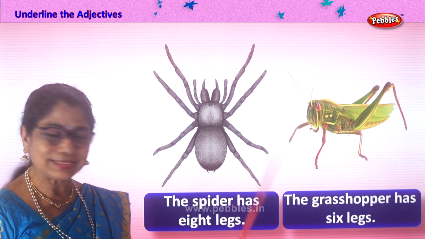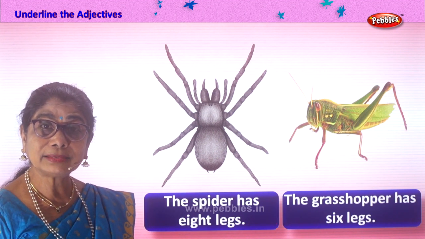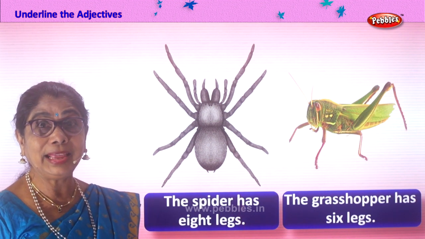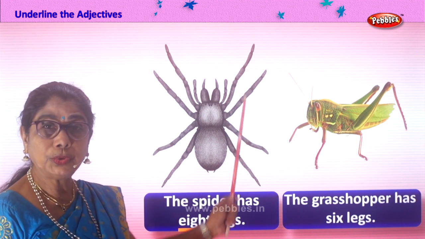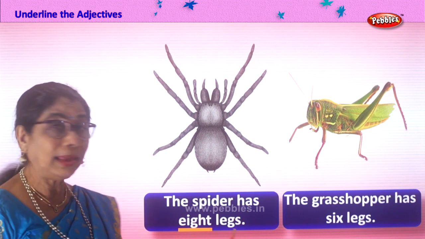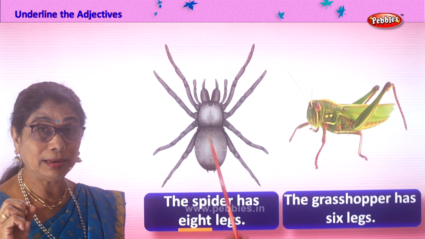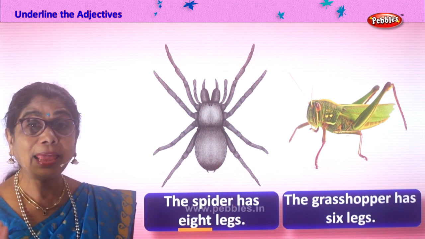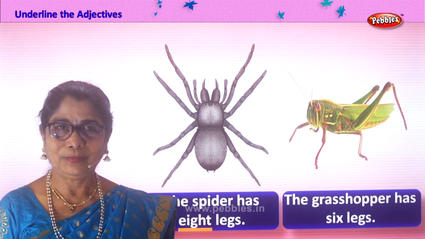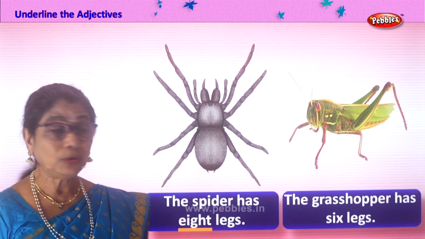Let's read the sentences. The spider has 8 legs. What describes the spider? 8 legs, having 8 legs. Let's count. 1, 2, 3, 4, 5, 6, 7, 8. The spider has 8 legs. So 8 describes the spider. How many legs does the spider have? 8 legs. So we underline 8. The descriptive word for the spider is 8. He's got 8 legs.